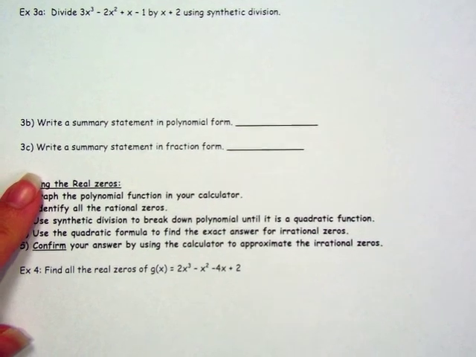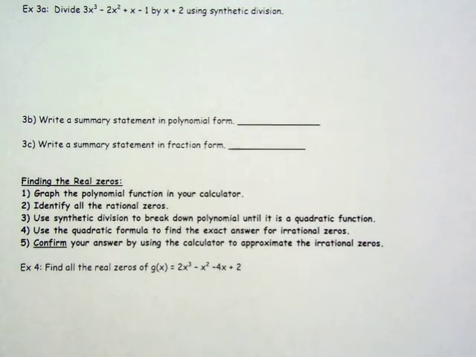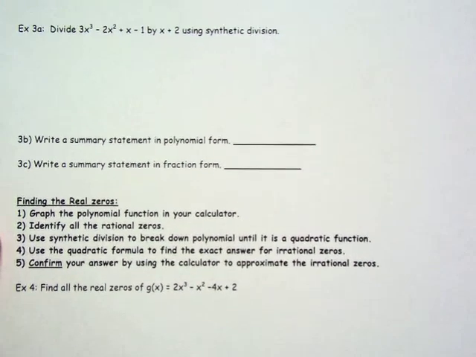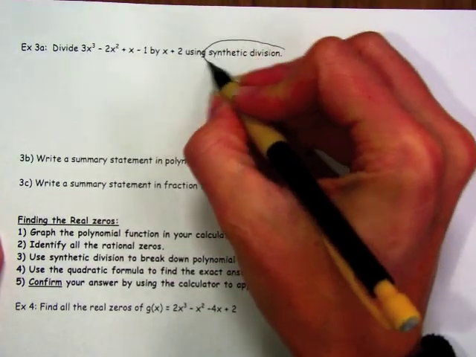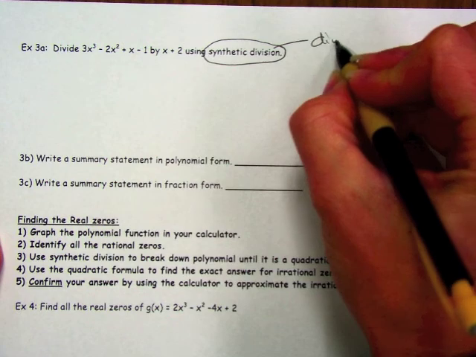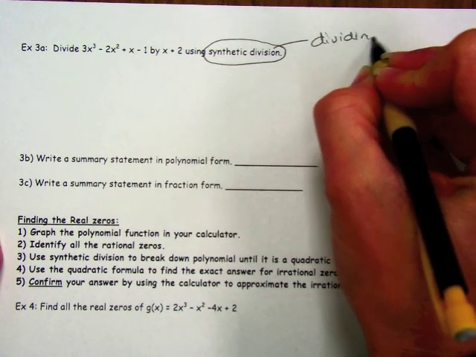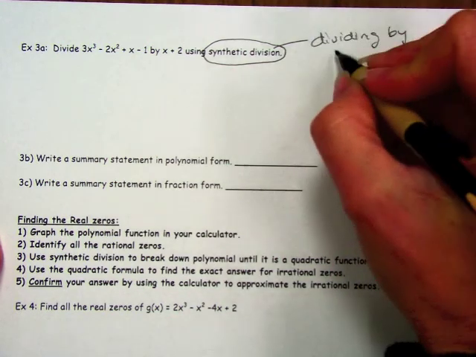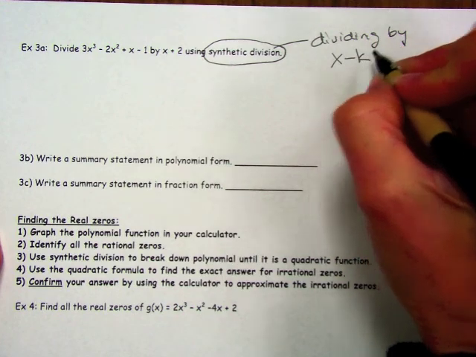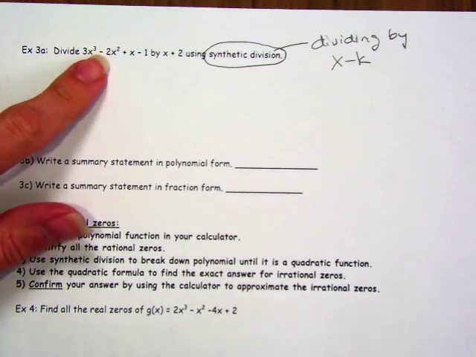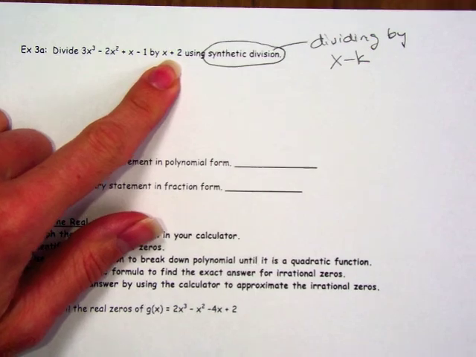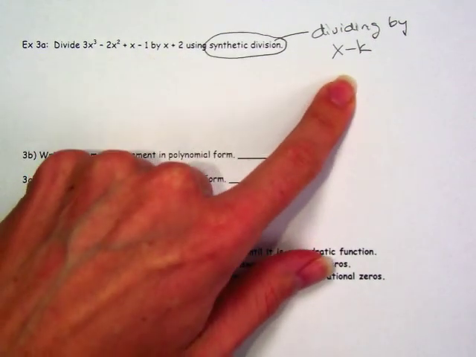Thankfully, we don't always have to do that long division. There is a shortcut, called synthetic division. If I'm dividing by one of the factors in the form x minus k, I can use synthetic division, but only if that's the case. In this case, it says divide this polynomial by x plus 2. x plus 2 is in the x minus k form.